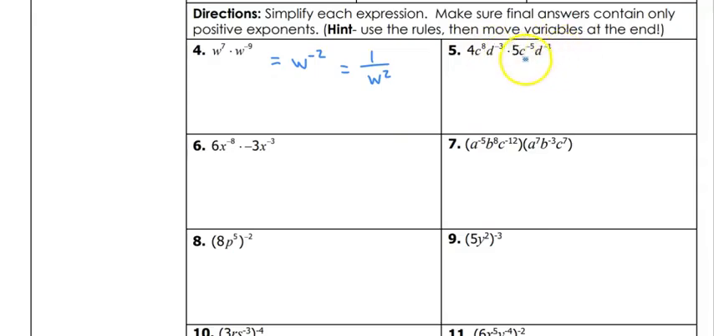Okay, same idea here. Now we have multiple variables. So 4 times 5 is 20. All right, c to the 8th times c to the -5th. 8 plus -5 is +3. And then for d, I have -3 plus -1, so that's -4. Okay, so the 20 c to the 3rd can stay on the top because it is already positive. And then I'm going to move d to the bottom so that it becomes +4.